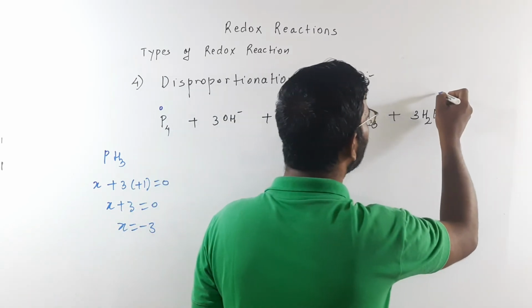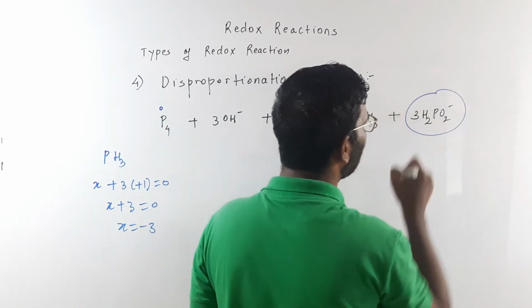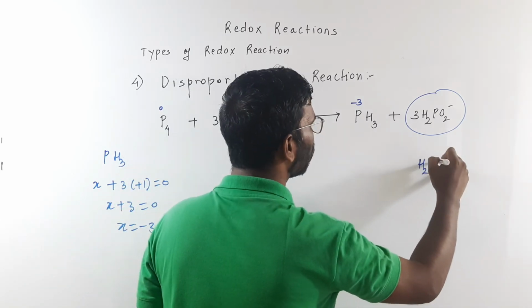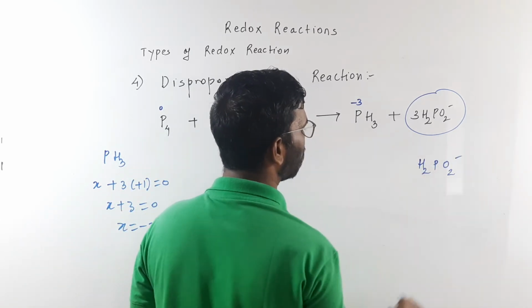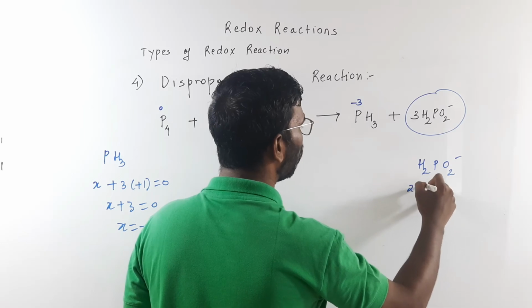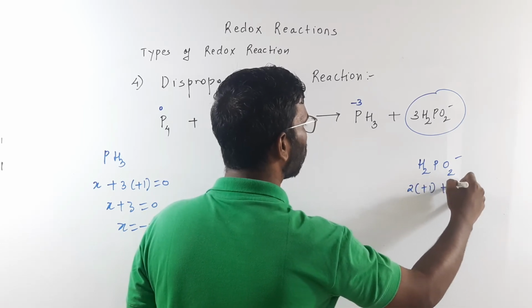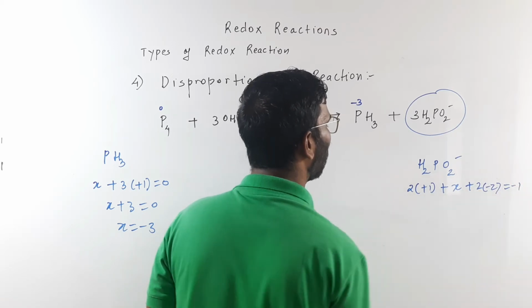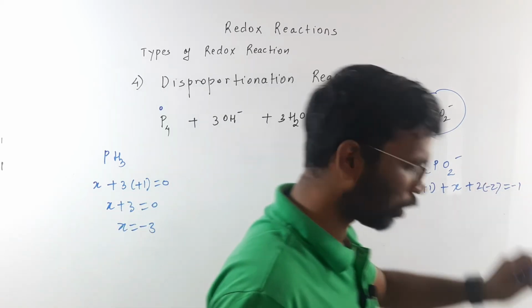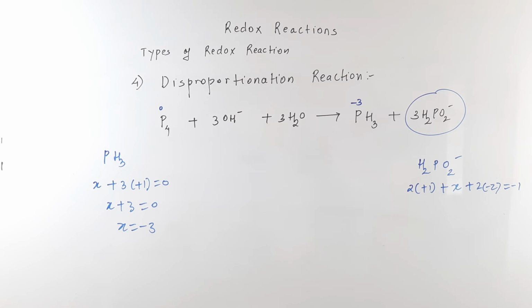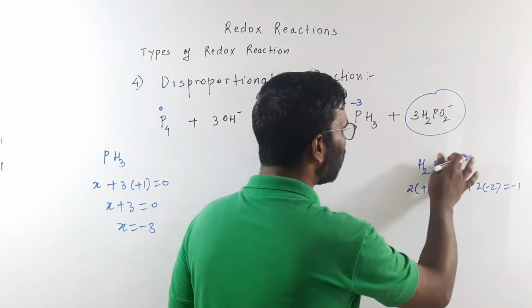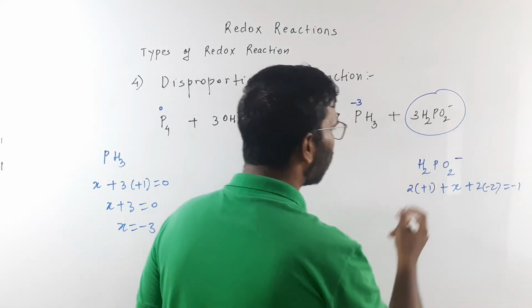What will be the oxidation state of phosphorus in this ion? Let's calculate. H2PO2 minus. Hydrogen is 2 into +1, phosphorus I am putting X, plus 2 into -2, which is equal to -1, because the overall charge on this ion is -1.